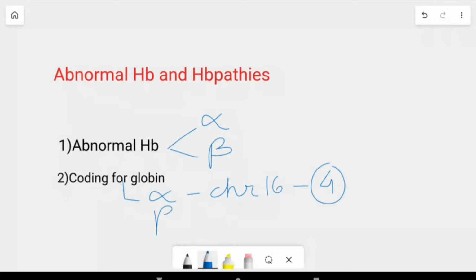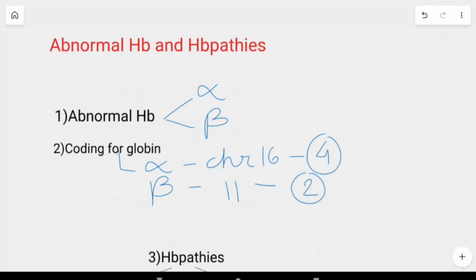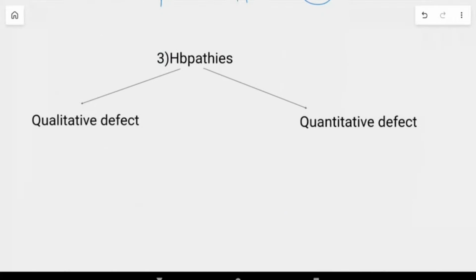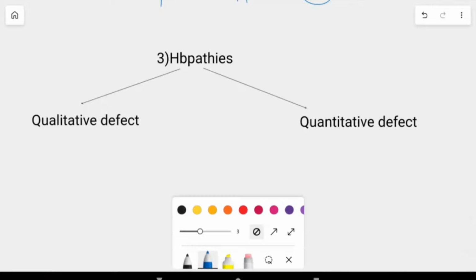Next is beta globin. Each chromosome 11 has one gene which codes for beta globin. So, that makes it two genes which code for beta globin. Okay, so now we know what genes code for globin chains. Now we'll take a look at the defects which result because of the formation of abnormal hemoglobin.